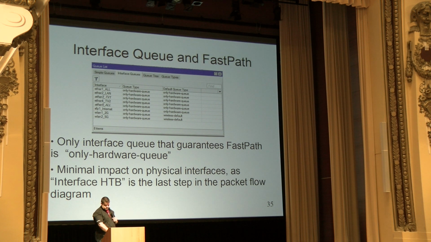Okay, now I have 4 tasks just to check understanding of what I just explained. I will show you an example and describe it, and then for each example I will ask: do you think this packet will travel through FastPath or not? So, first example.